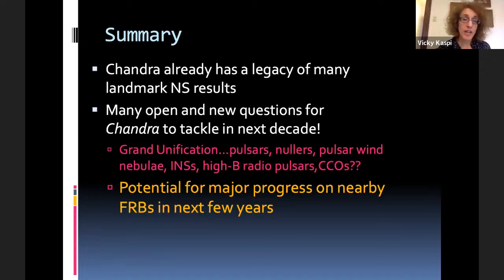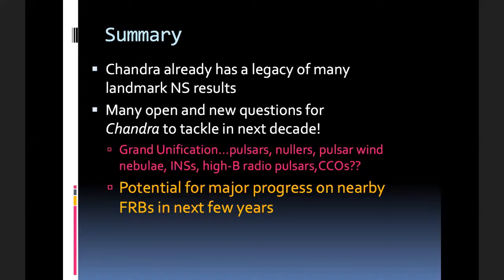This grand unification, studying of pulsars, mode changers, nullers, looking at time variability of pulsar wind nebulae, looking for outbursts from isolated neutron stars and high magnetic field radio pulsars, CCOs, and I think potentially major progress on nearby FRBs in the next few years.